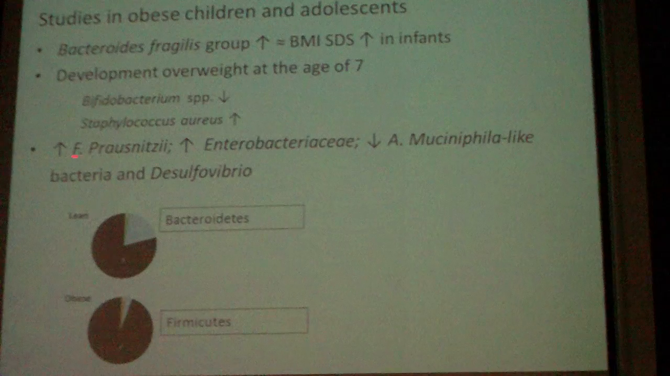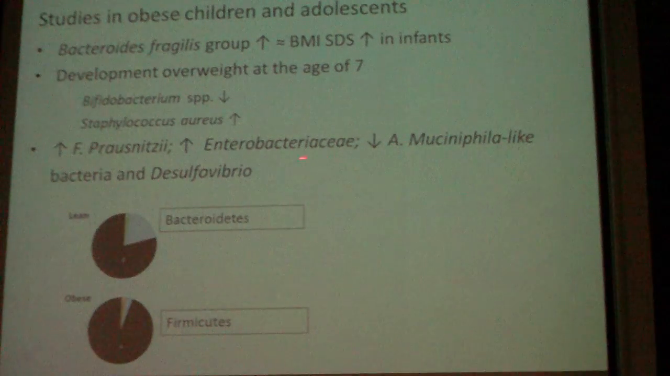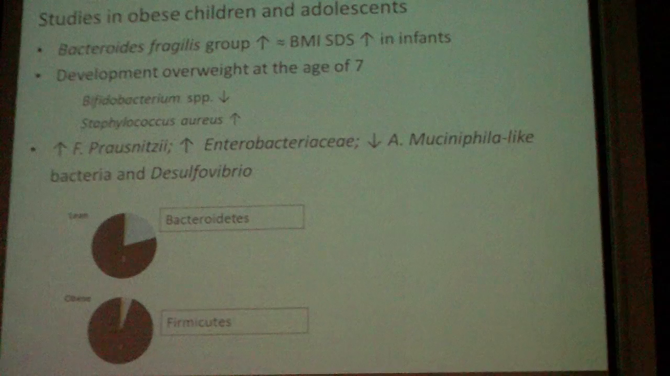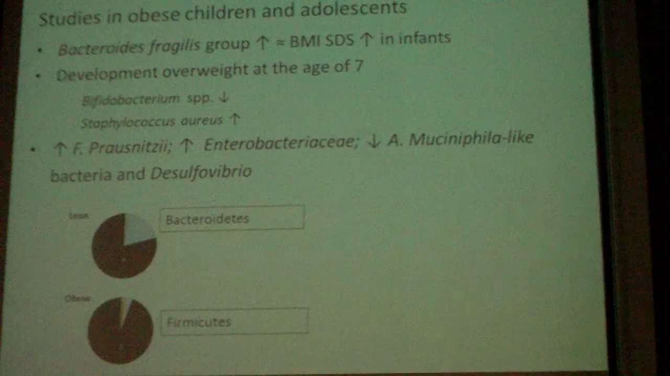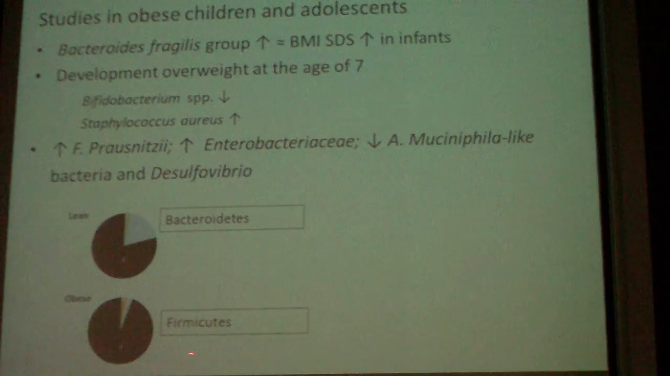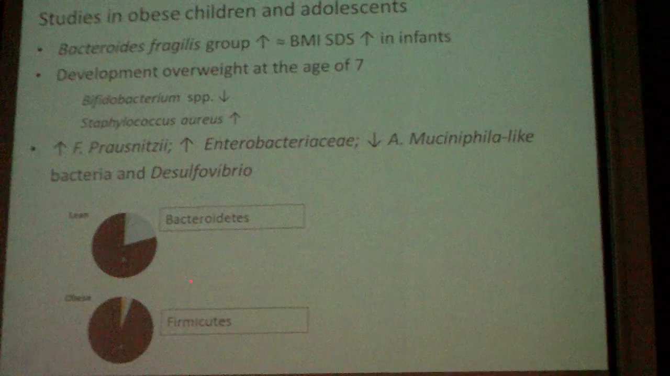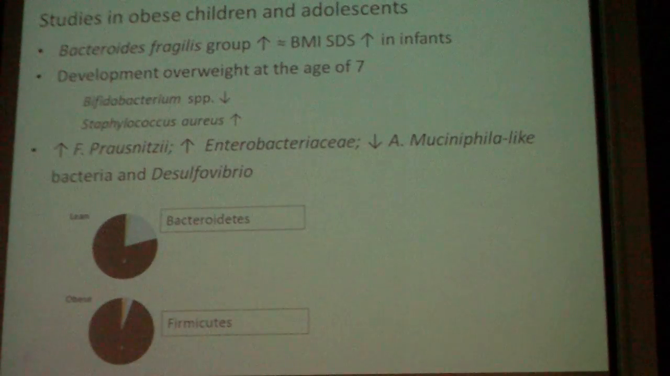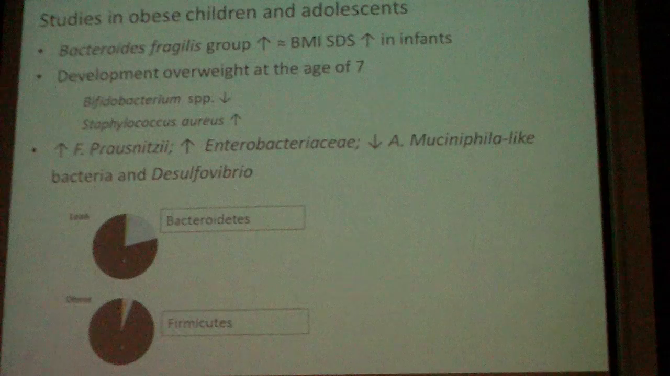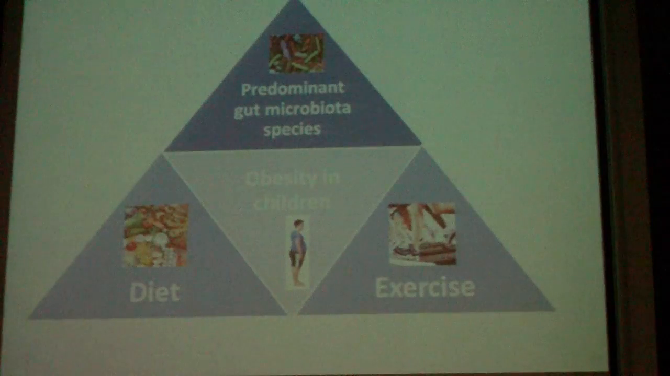Also, some other bacteria could be important and were up or down regulated in the gut of obese children. And there was the last study, 2012, it's not long ago, they saw that obese children had a higher prevalence of Firmicutes, and non-obese children had a higher prevalence of Bacteroidetes compared to the obese children.